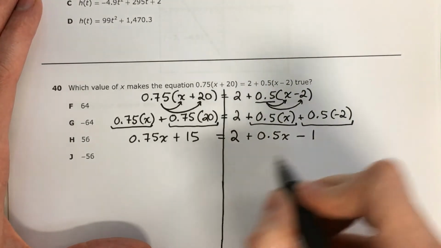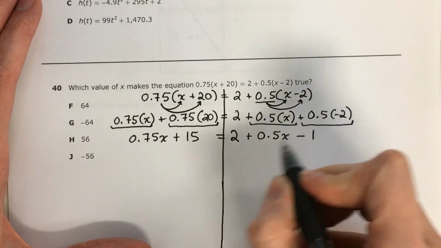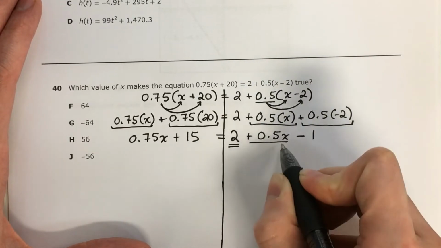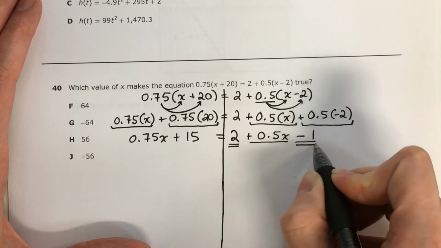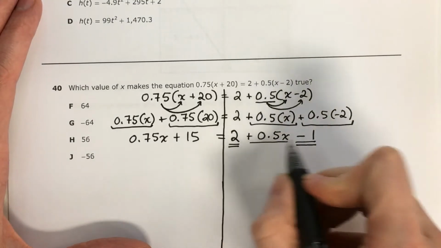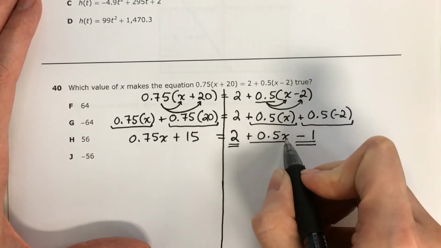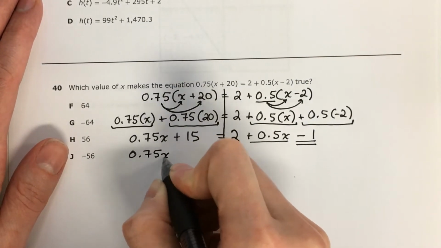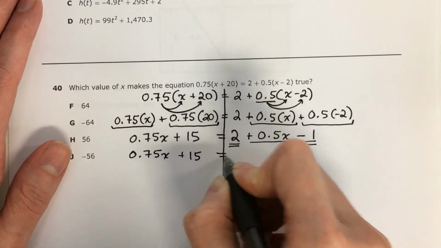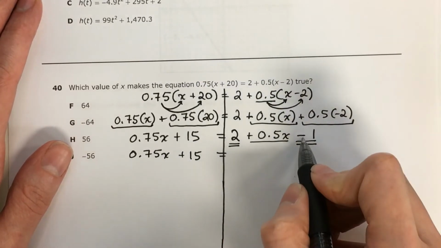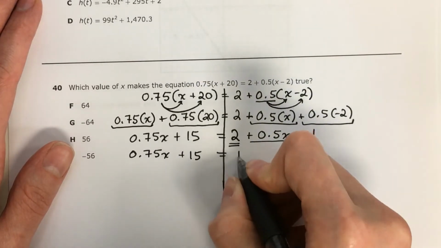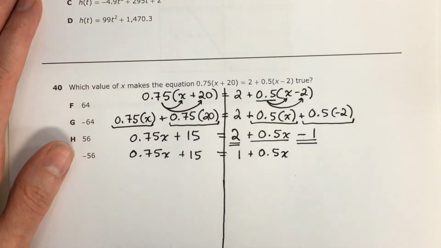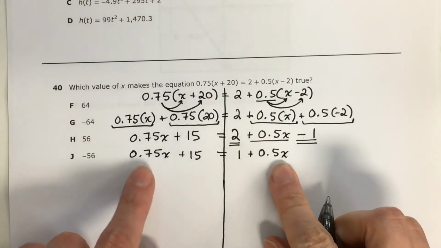Now, we're going to do our like terms. Here I have three things. Here, no letter. Here, one letter. Here, no letter. So these are the same. No letter, no letter. This is different. It has x. So we're going to copy 0.75x plus 15 equals 2 minus 1. 2 minus 1 is 1. Copy plus 0.5x.